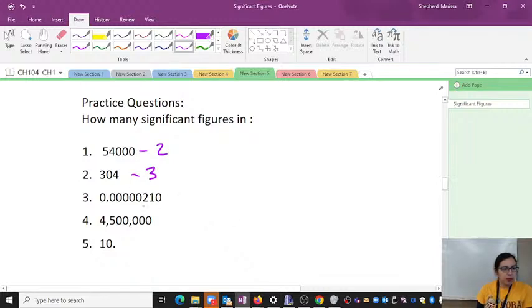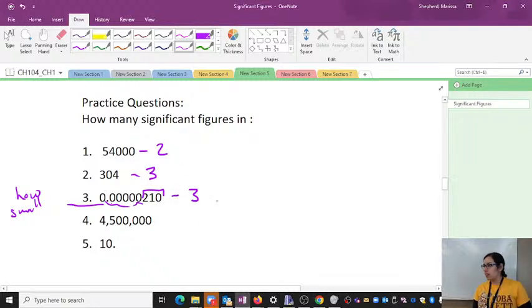What about number 3? We have 0.00000210. So 3, exactly, and chat also has 3. That was really good. All these zeros are just showing how small, so they're not significant. But these digits are, and of course that last 0 was unnecessary, we didn't really need to show that. So it is significant, and that must mean that we can measure that accurately.